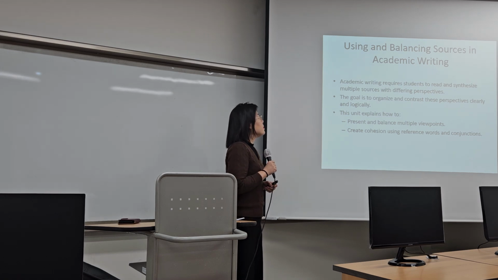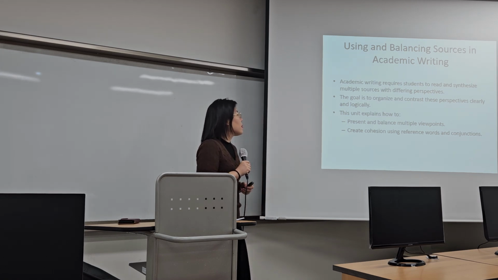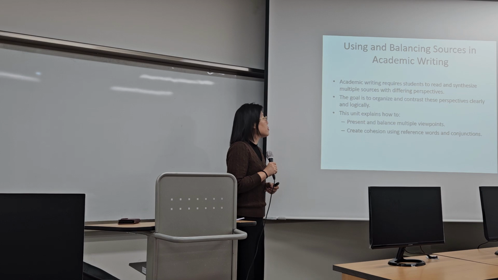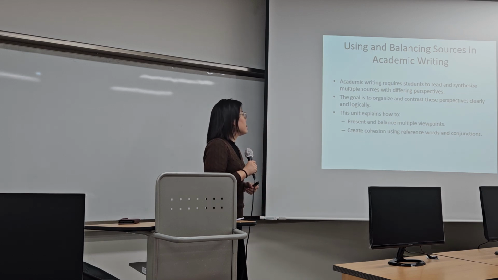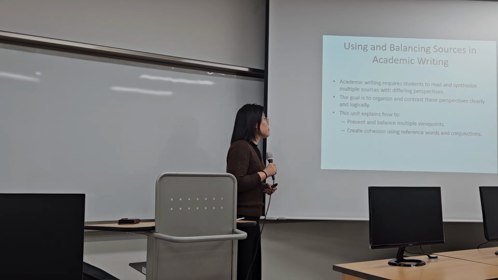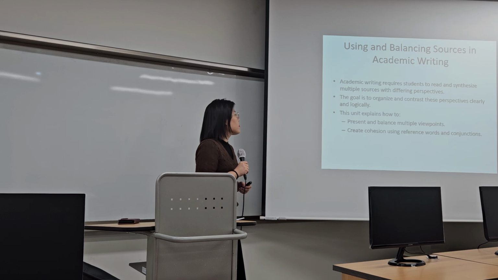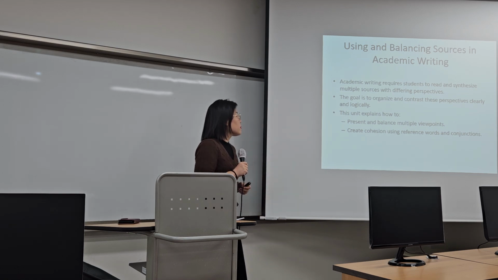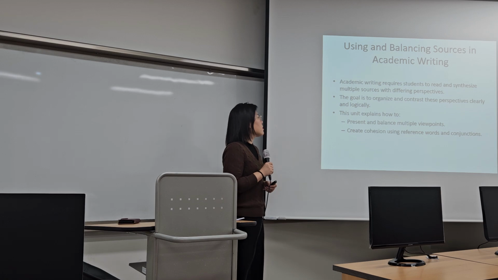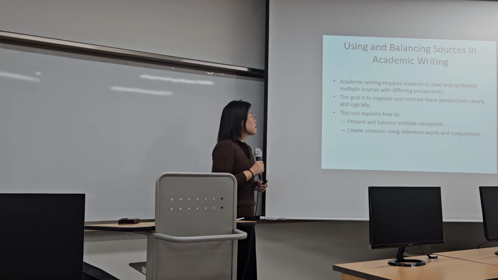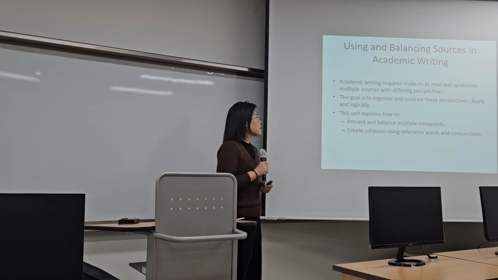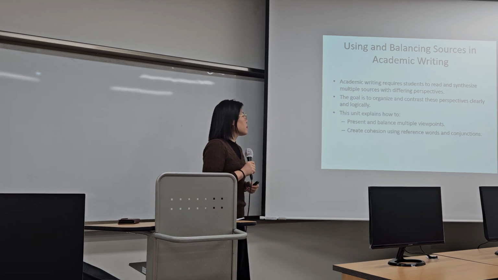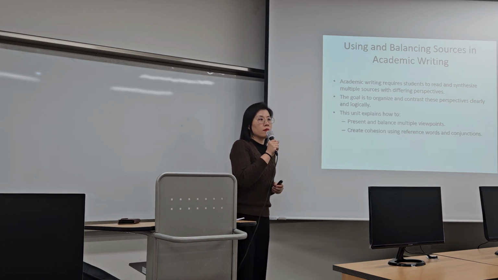Using and balancing sources in academic writing. Academic writing requires students to read and synthesize multiple sources with differing perspectives. The goal is to organize and contrast these perspectives clearly and logically. This unit explains how to present and balance multiple viewpoints, and create cohesion using reference words and conjunctions.